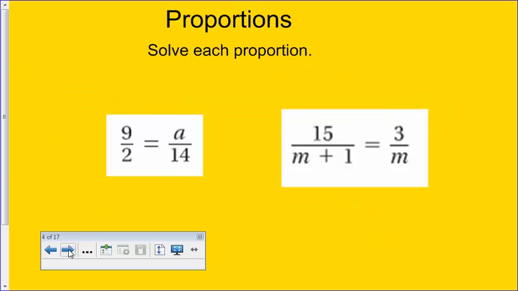I'm going to ask a surprise guest to come in and help us out. I have Zach Dunn, who's a senior at Grassfield High School and is in AP Calc. He's going to refresh your memory on cross multiplying.